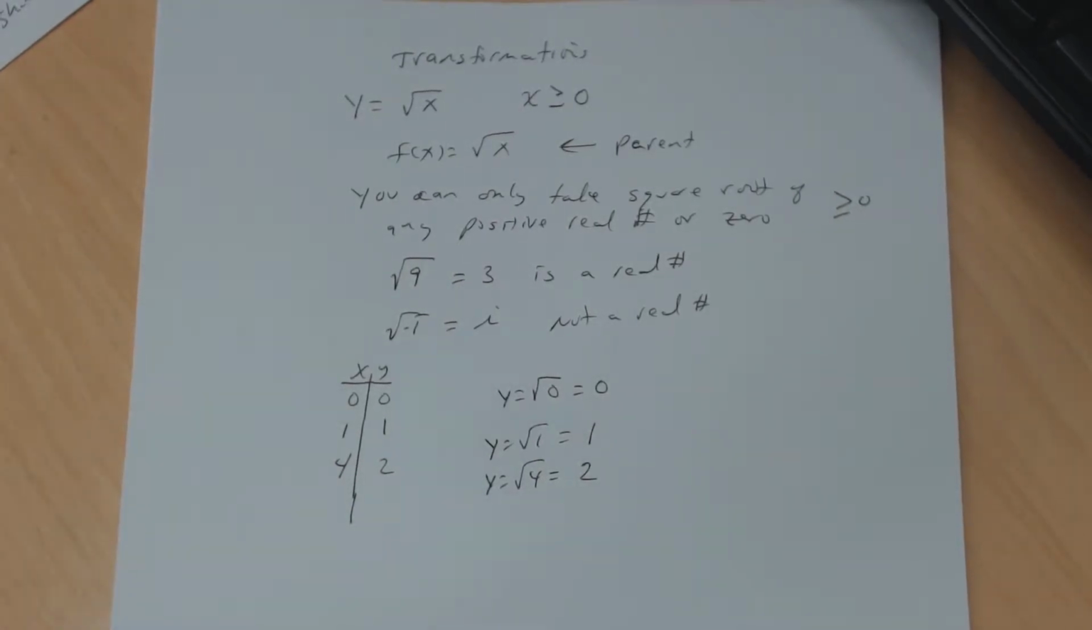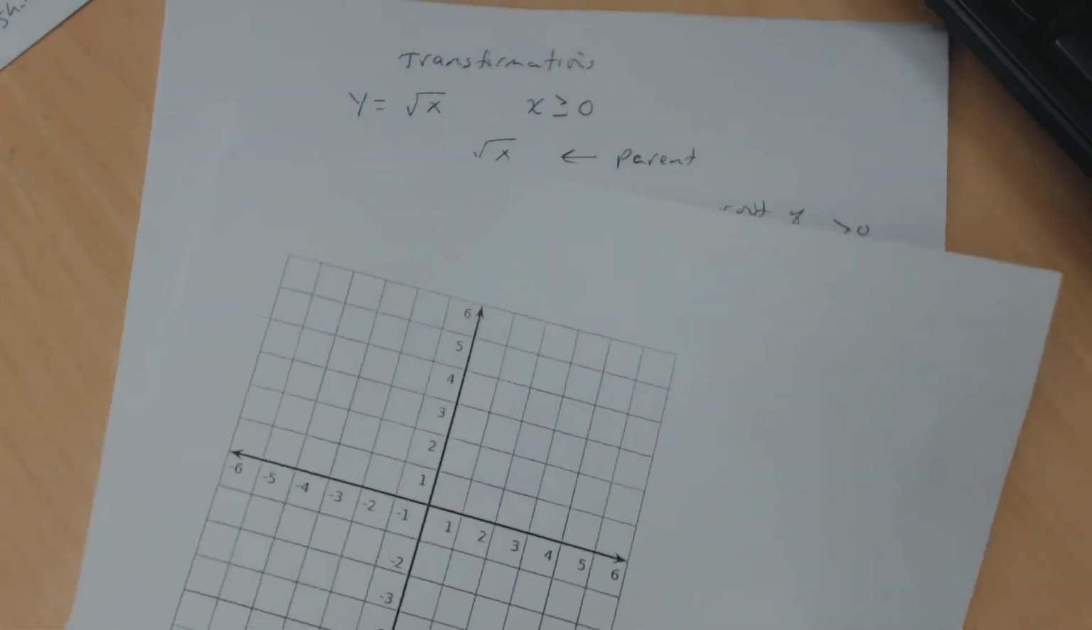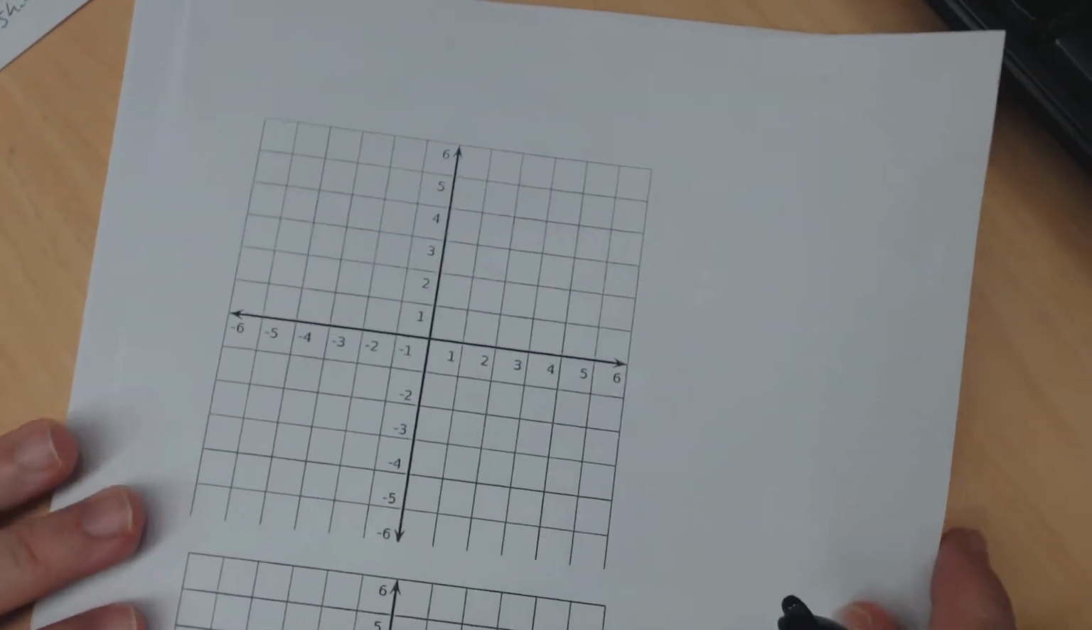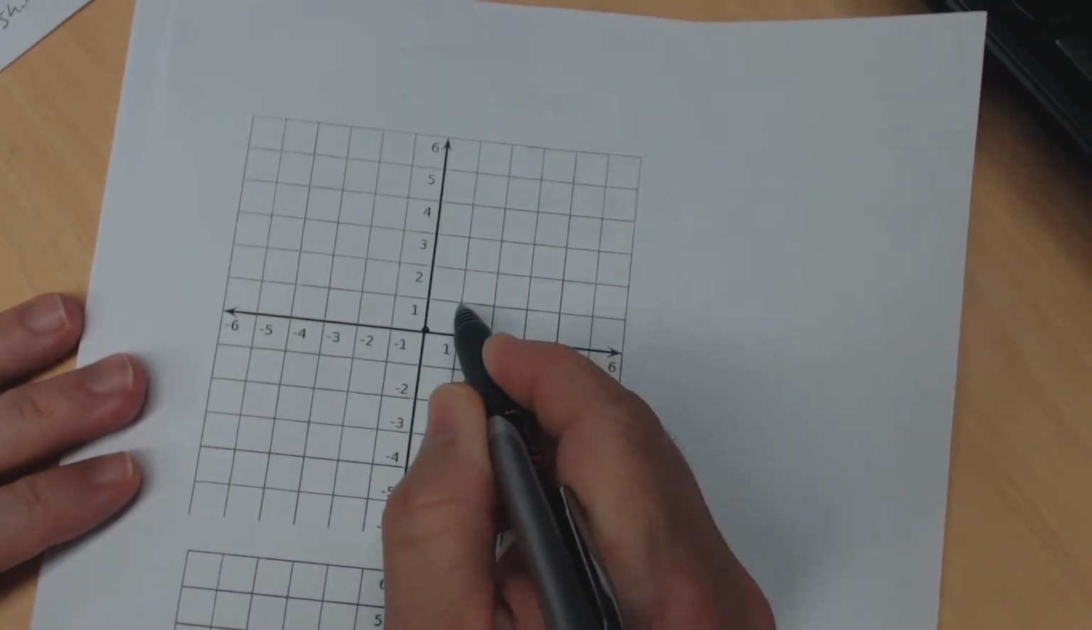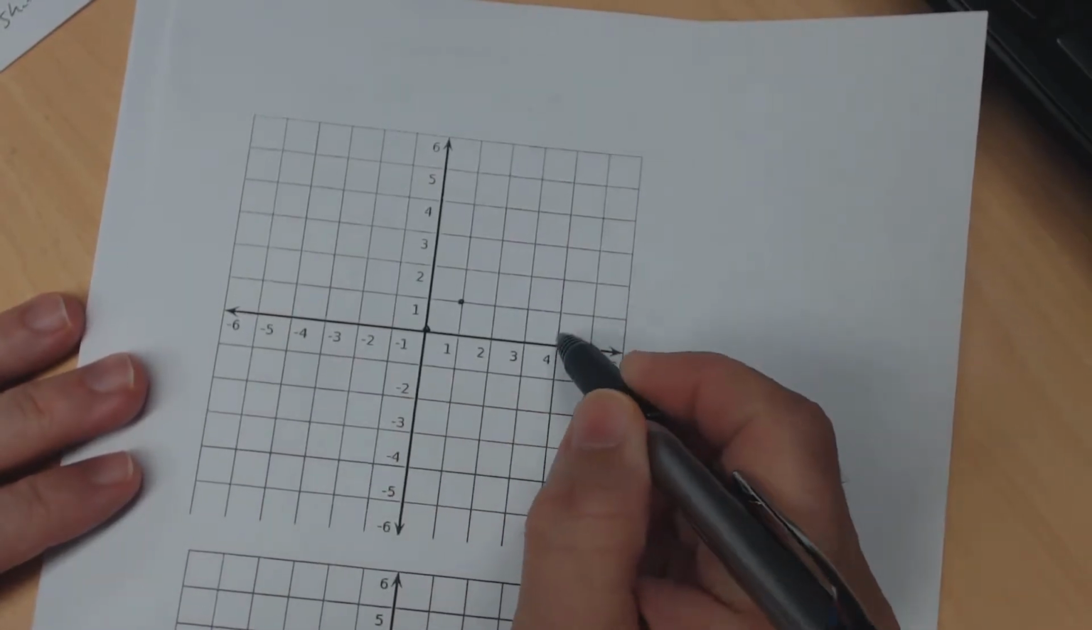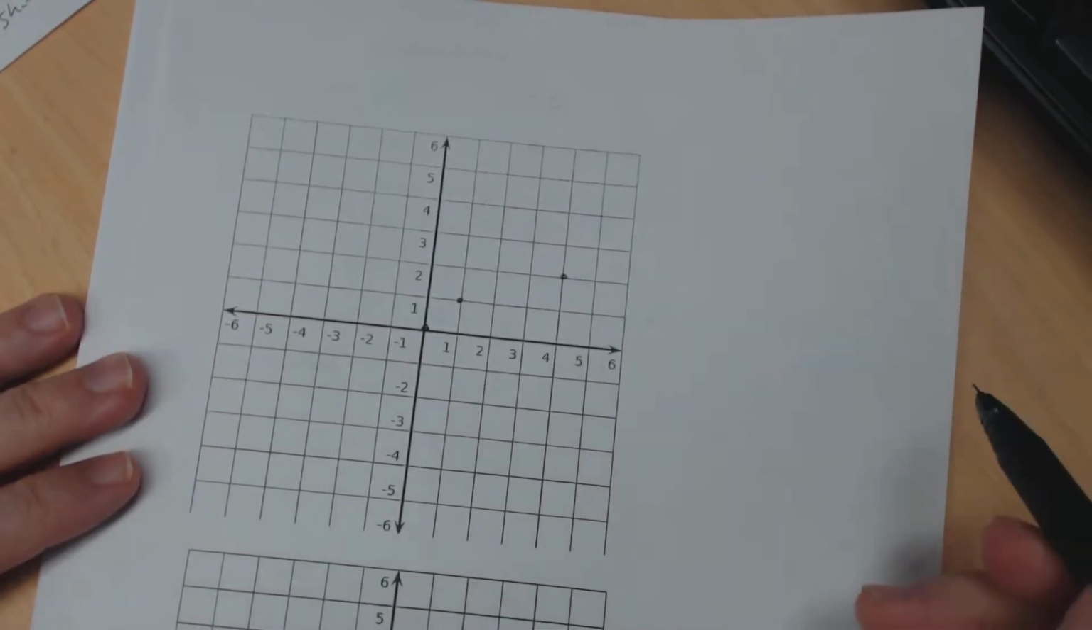So when I find... okay, so when I graph those 3 points, let me just show you what's happening. All right, so when I graph those 3 points, I have 0, 0, I have 1, 1, I have 4, 2, okay?